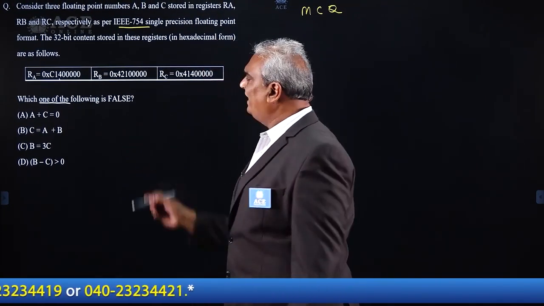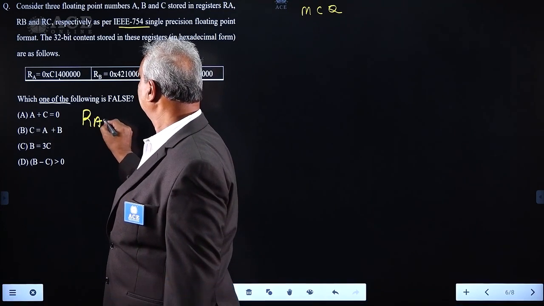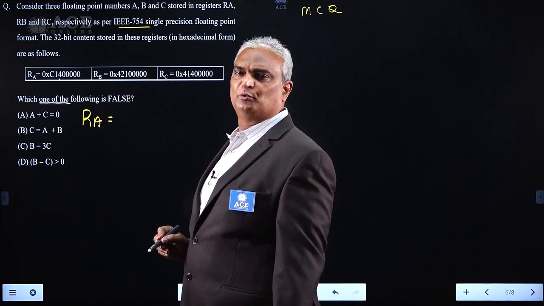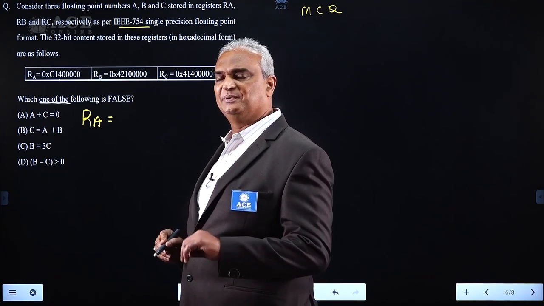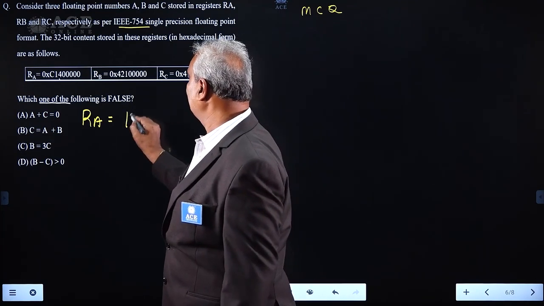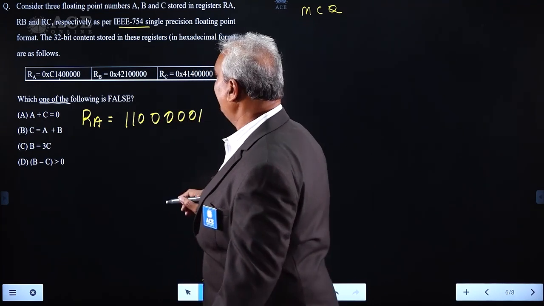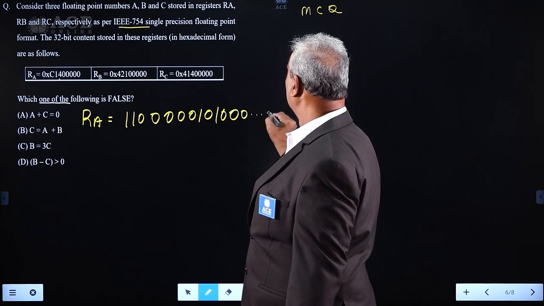First of all, what is RA content here? RA is nothing but C. Convert hexadecimal to binary. While converting hexadecimal to binary, each hexadecimal digit requires 4 bits. C means 1100. 1 means 0001. Next, 4 means 0100. Remaining all are zeros.